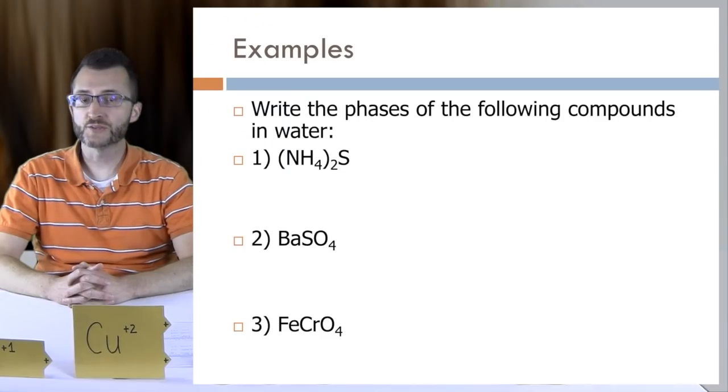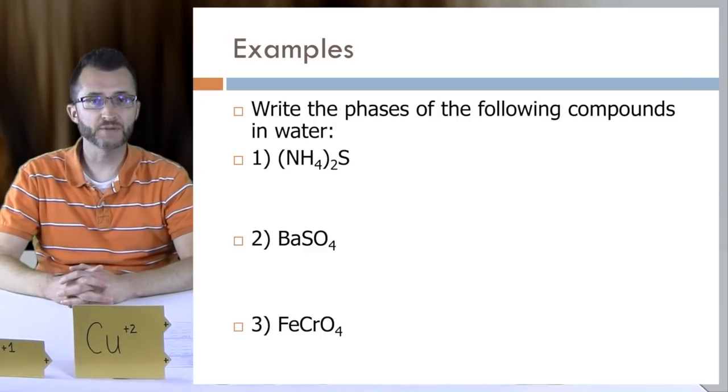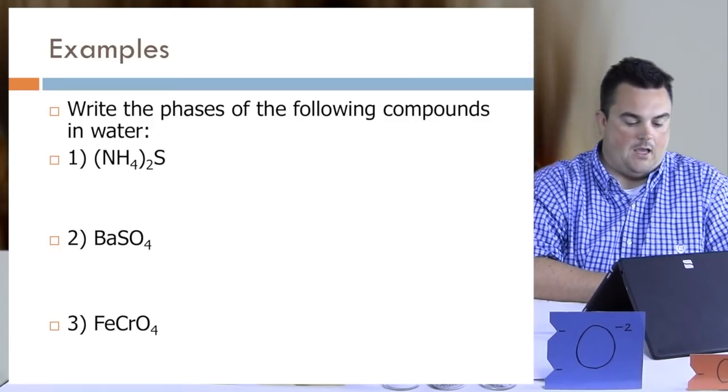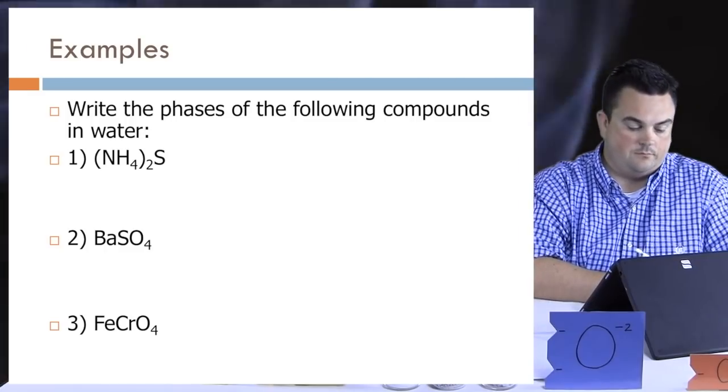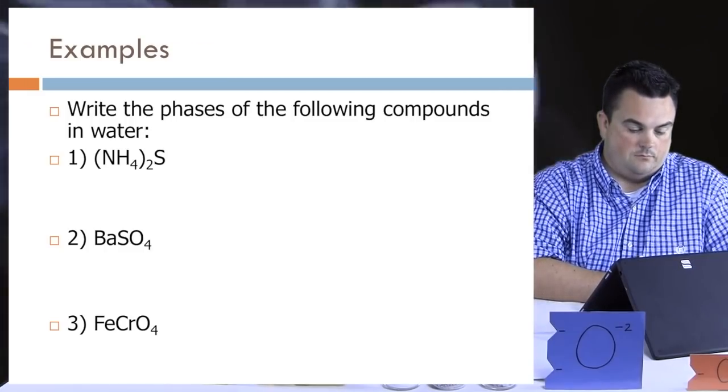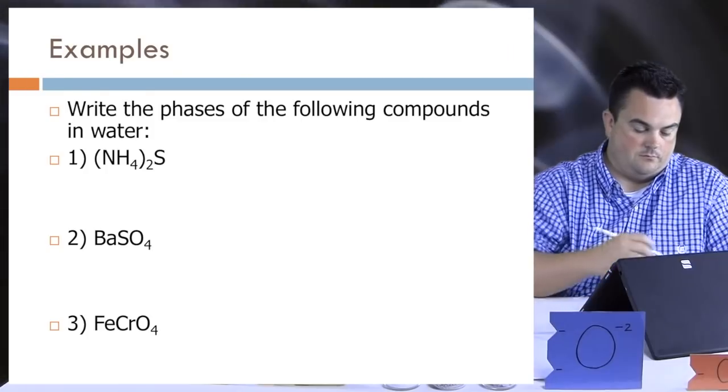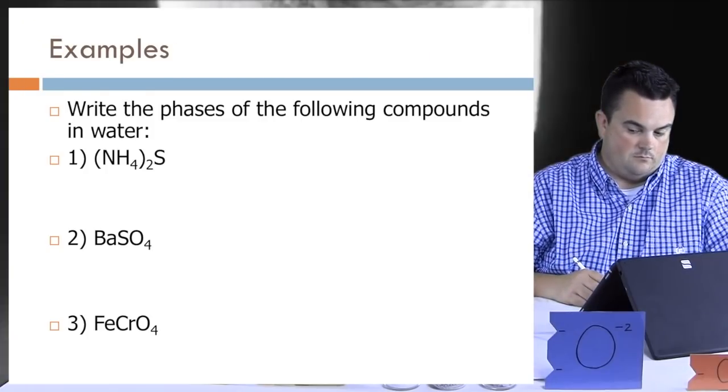All right, let's do some examples where we utilize table F. You ready, Fu? I am. Write the phases of the following compounds in water. 1, (NH4)2S. All right, (NH4)2S is made up of 2 ions, NH4 plus and S minus 2.